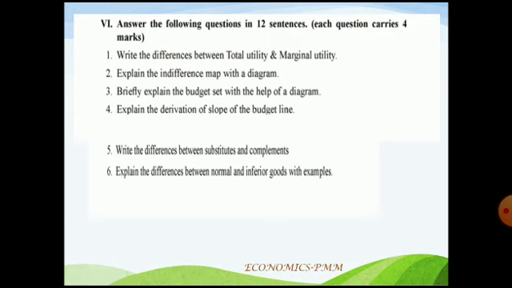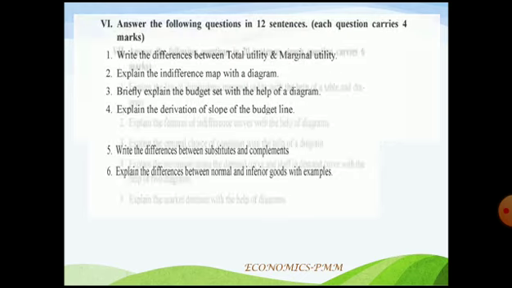Then briefly explain the budget set with the help of diagram. Then explain the derivation of slope of the budget line. Then write the differences between substitutes and complements. Then explain the differences between normal and inferior goods with examples. So these are your 4 marks questions which we have discussed in the previous session. So note down these questions, they are very important.